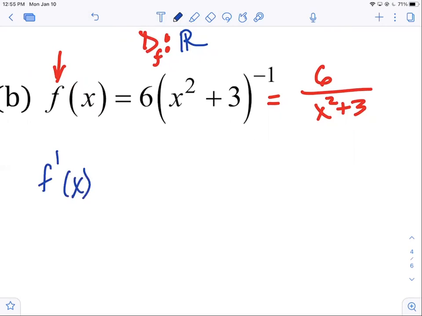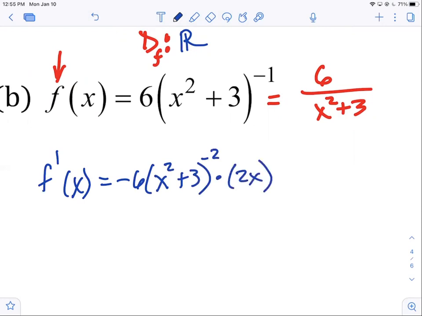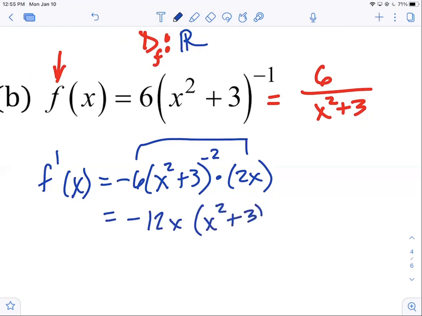F prime, chain rule: negative 6 times x squared plus 3 to the negative second times 2x. Okay. Now, this is just a way station. We're not going to stay very long. We're not going to analyze it. We need to get to the second derivative. But should we rest for a while, or sit for a spell, as they say? Get a drink of water before we move on? Yeah, let's clean it up. The negative 6 and the 2, we can call that negative 12x, and then times x squared plus 3 to the negative second.